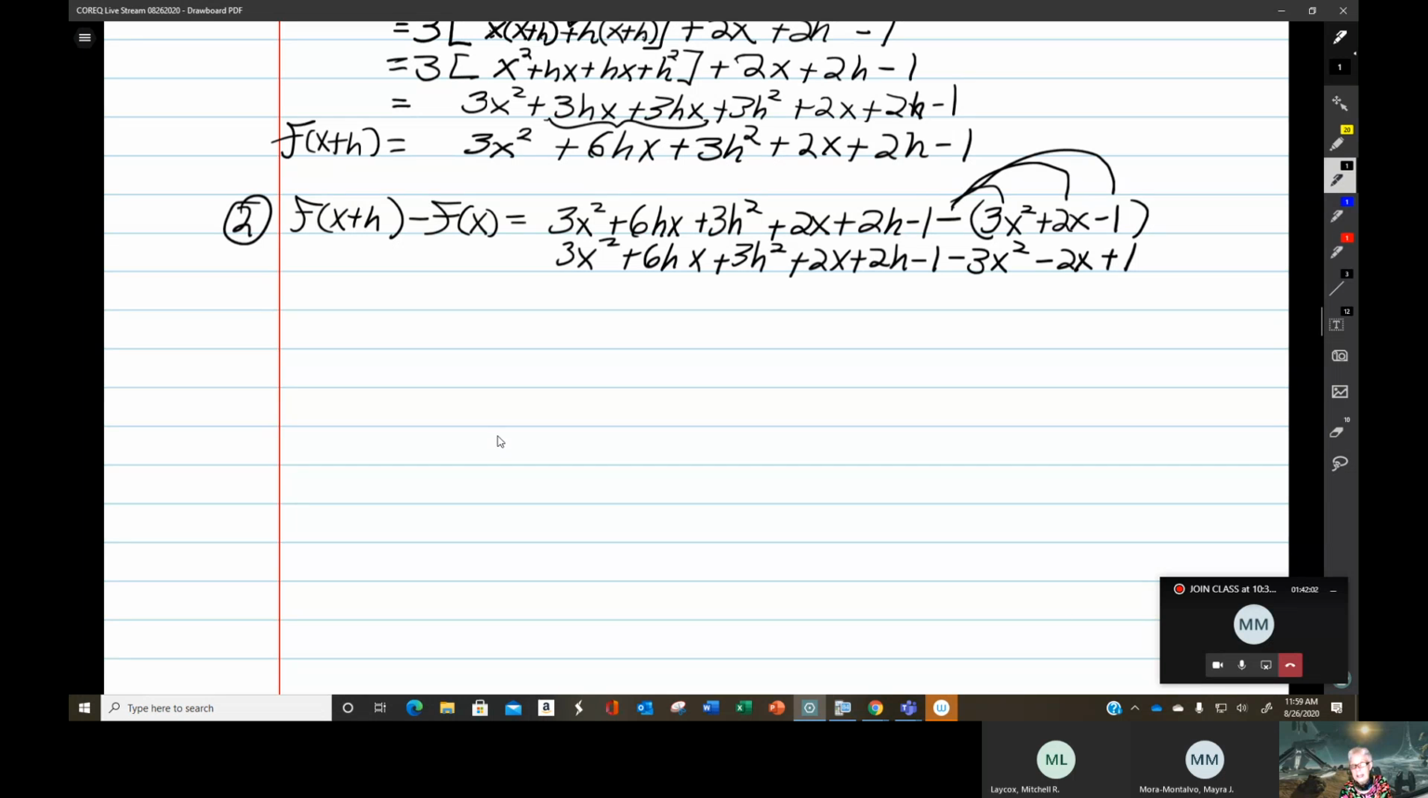And then I combine my like terms. The 3x squared and minus 3x squared is 0. The 2x minus 2x is 0. And the minus 1 plus 1 is 0. And so what I'm left with is this term right here, and this term right here, and this term right here.